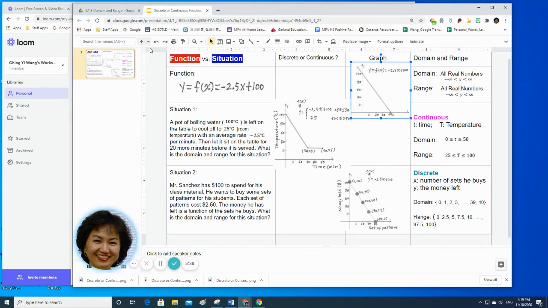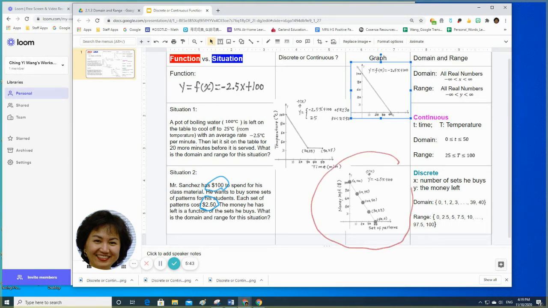Now let's look at situation 2. Situation 2 says Mr. Sanchez has $100 to spend for his class material. He wants to buy some sets of patterns for his students. Each set costs $2.50. The money he has left is a function of the sets he buys. In other words, how much money he has left depends on how many sets he buys. What is the domain and the range for this situation?